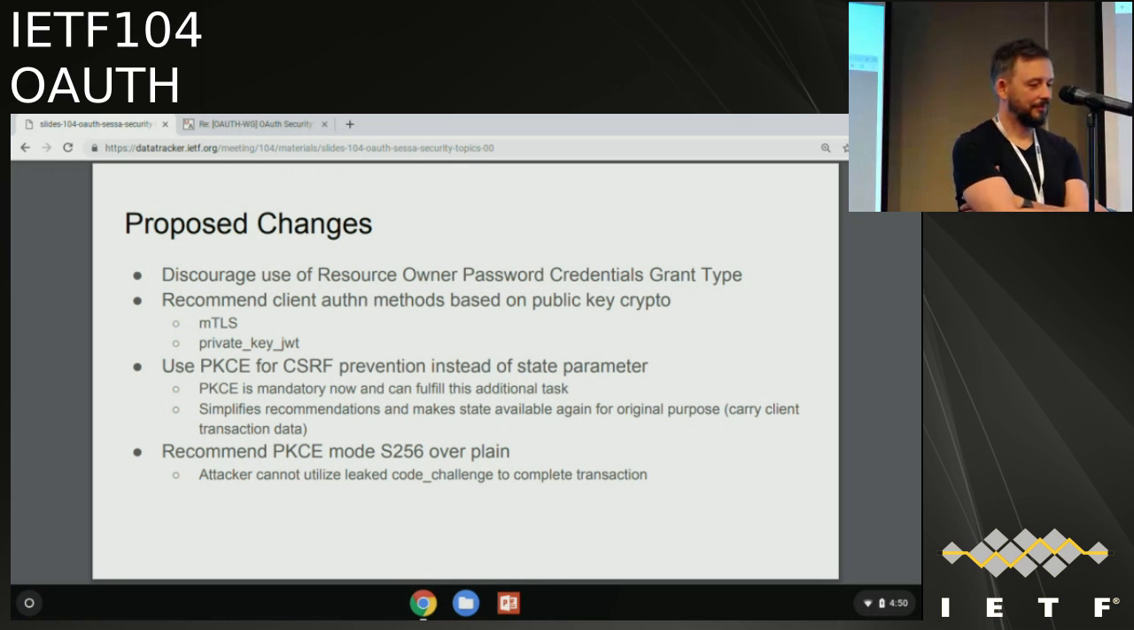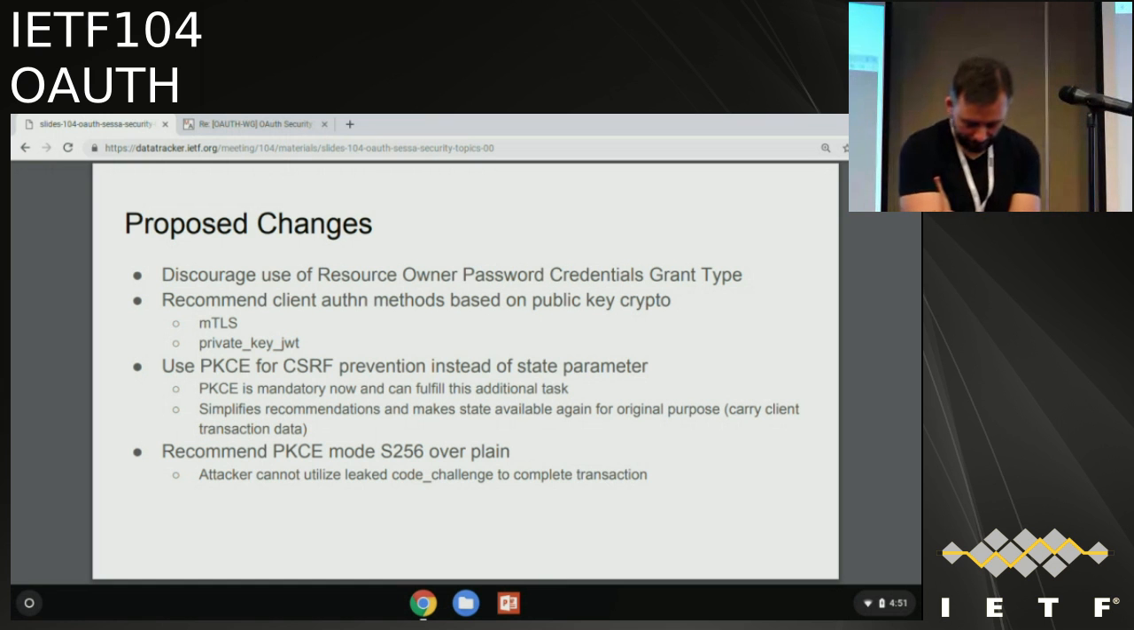Who is in favor of using Pixie for CSRF protection instead of the state parameter? Raise your hand. 1, 2, 3, 4, 5, 6, 7, 8. So 8 in the room. And on Jabber, 1 coming in, 2 coming in favor of Pixie. Okay, so 8 plus 3 in favor. 9. Pixie is a sub-party. Yeah. So who's against this recommendation? Nobody. And finally, who is in favor of recommending the Pixie mode SHA-256 instead of the plain mode?